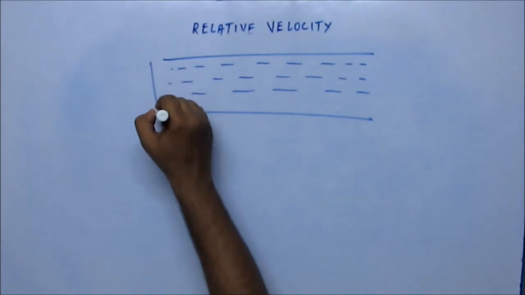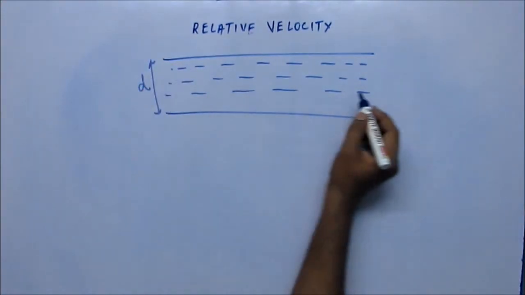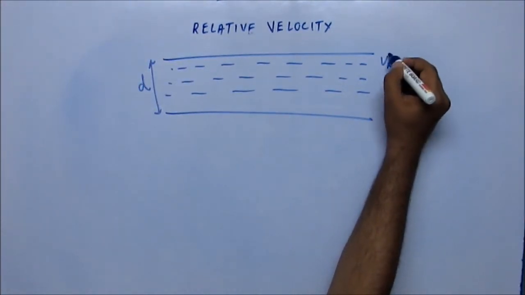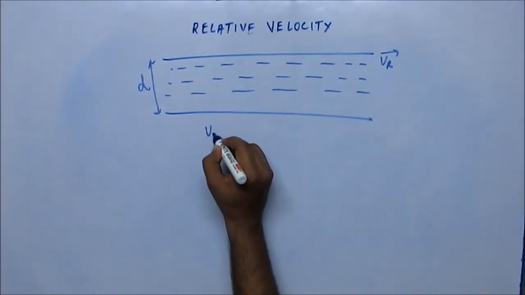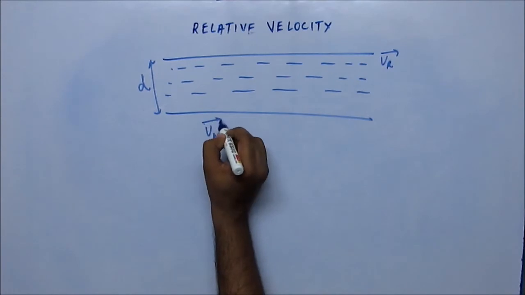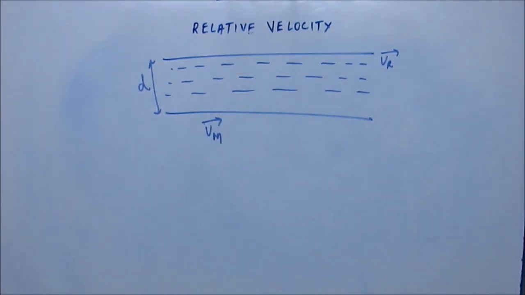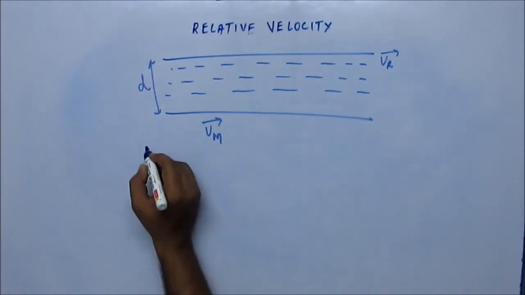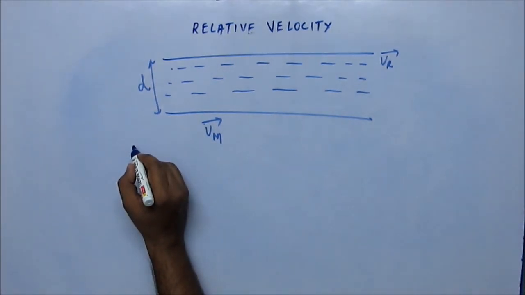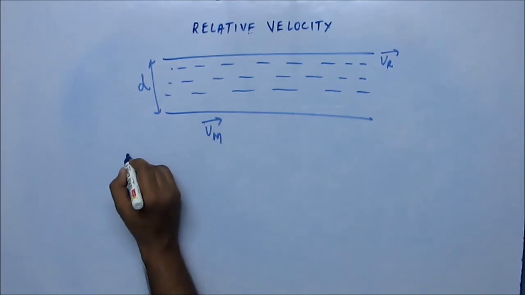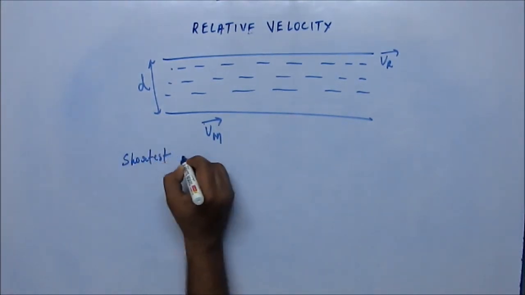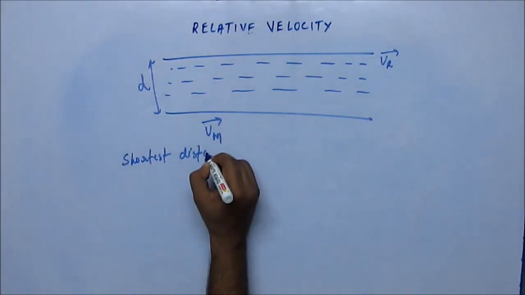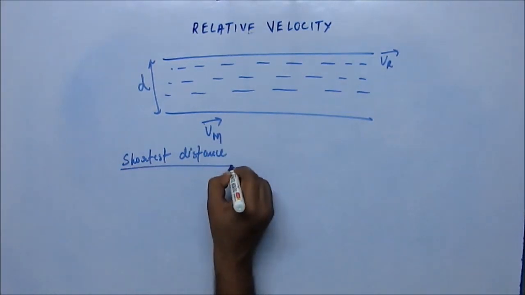Let's suppose this distance is d, velocity of river is VR vector. Velocity of man with respect to river is VM vector. Now let's try and think of a situation when the man crosses the river with shortest distance.